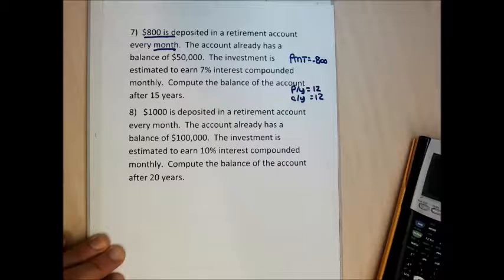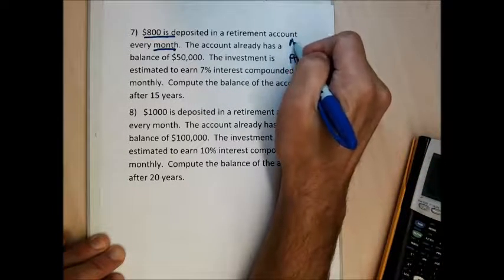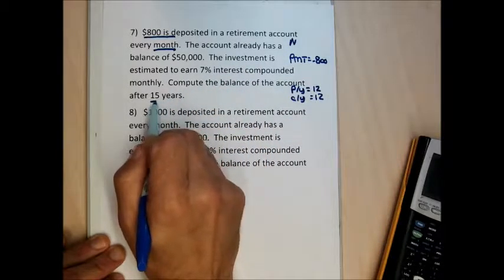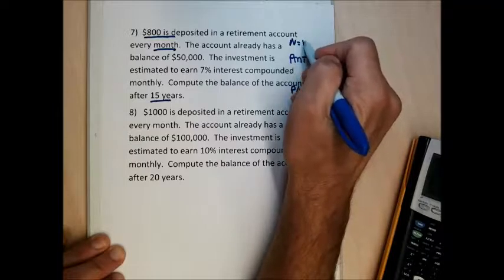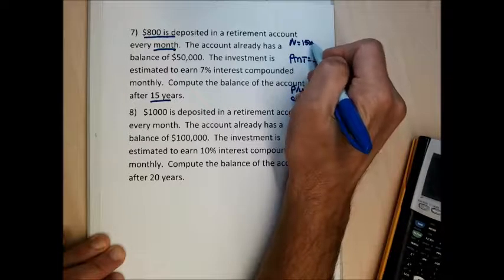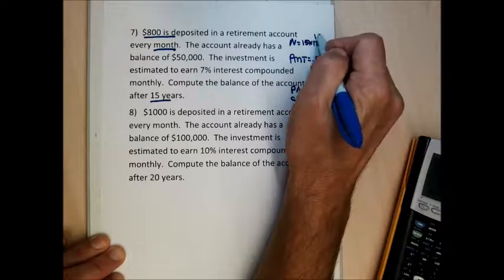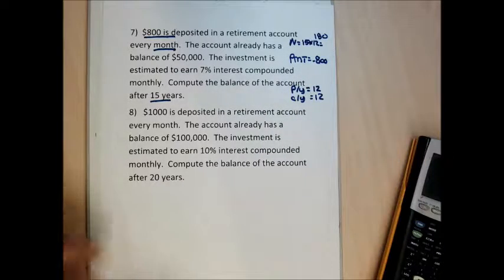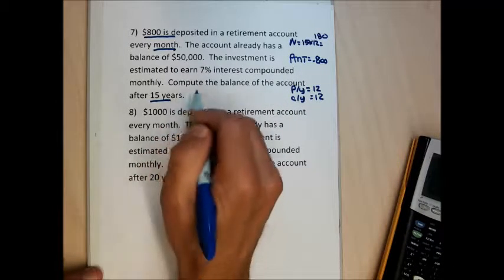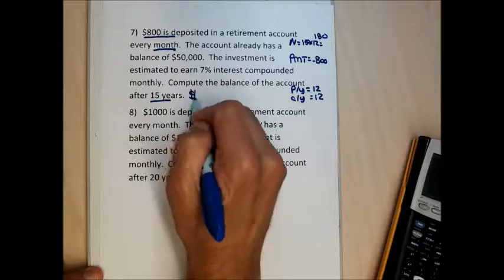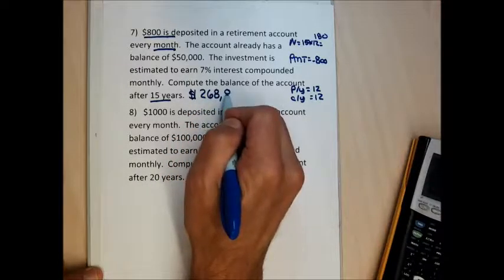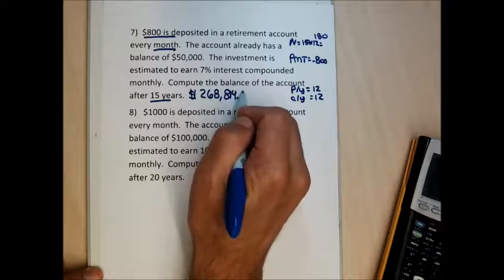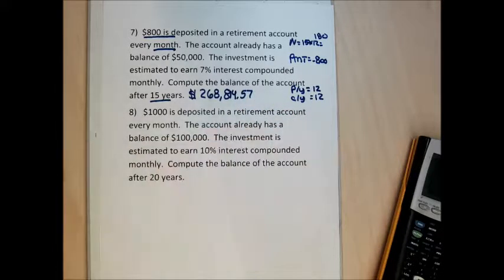And as you work through the problem and try to figure out what the N is going to be, the number of years times the number of deposits per year, your N's going to be 15 times 12, which I think is 180. I'll let you figure out the rest, and I'll write down an answer on my key that's sitting in front of me that I hope is correct. I got $268,814.57 for my answer to that.